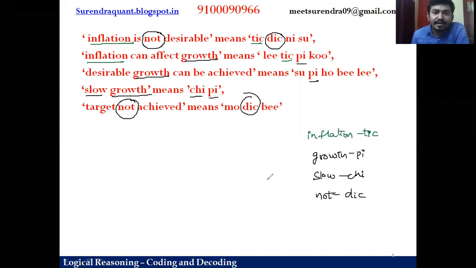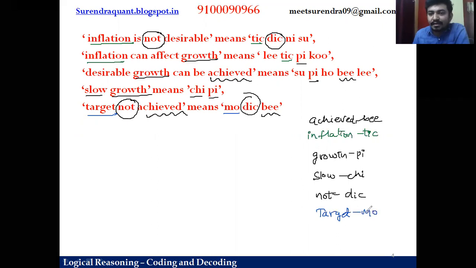Okay. Now can you see third statement has the word achieved. Here also you have the word achieved and bee is common. So which means what, friends? You can write achieved as bee. And can you see in the last statement, only target is left, target is mo. So we can decode target as mo. Do you have any other word? No. Let's see desirable word. So desirable is here. Desirable is in the third statement as well. And the common word is only su. So we can write desirable as su, right?